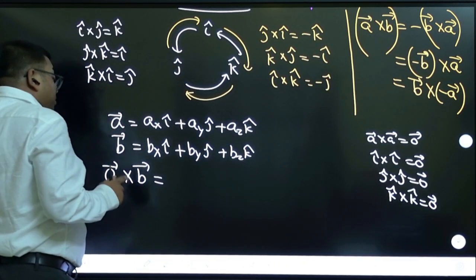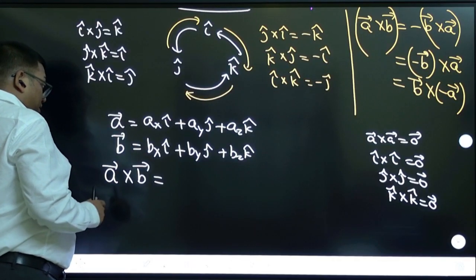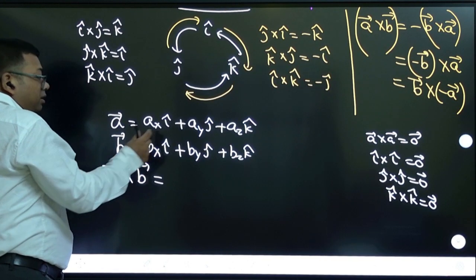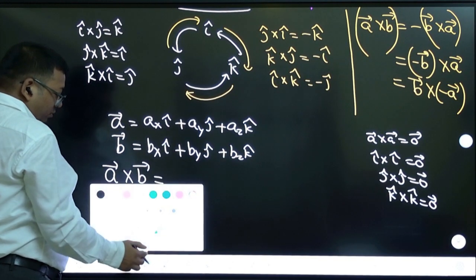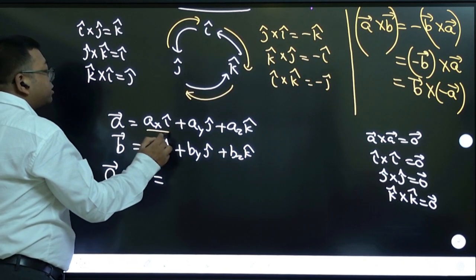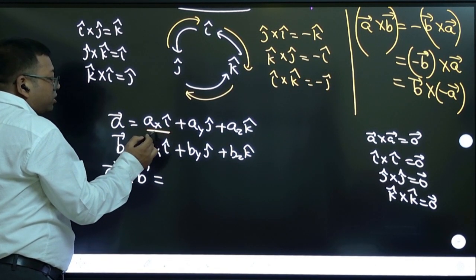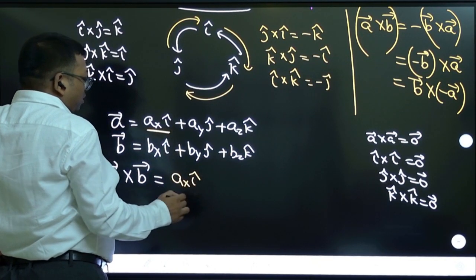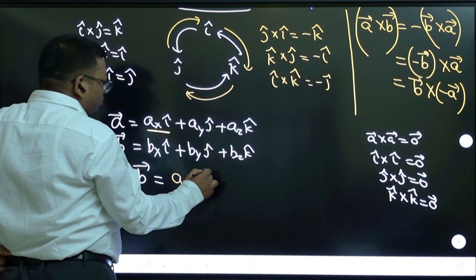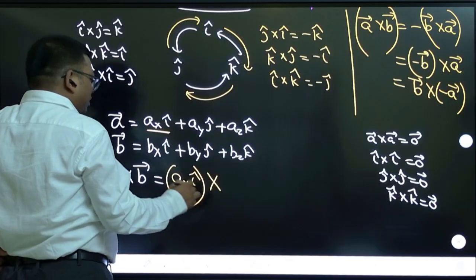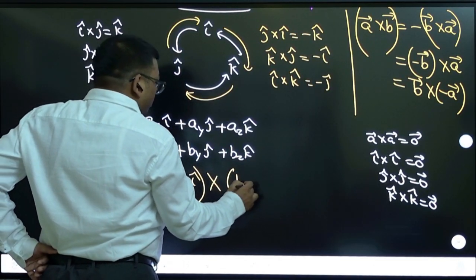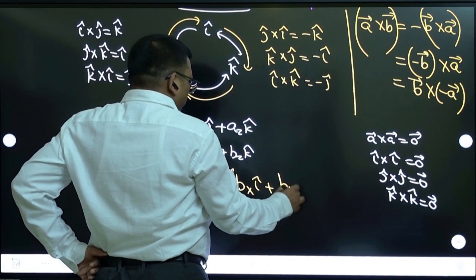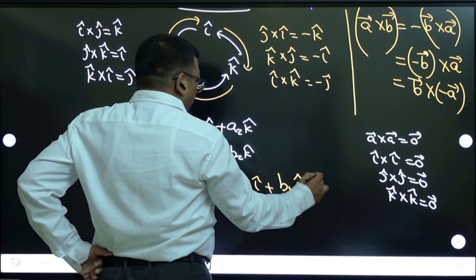So A vector cross B vector, how to open it? It is a distributive property. Take one term of this and do cross with each one. Suppose I take the first term, Ax i cap. I am going to do cross with each of these terms separately, writing the terms one time, like this, plus Bz.